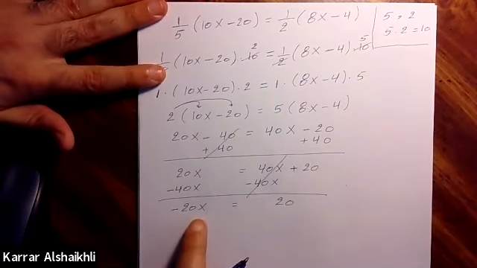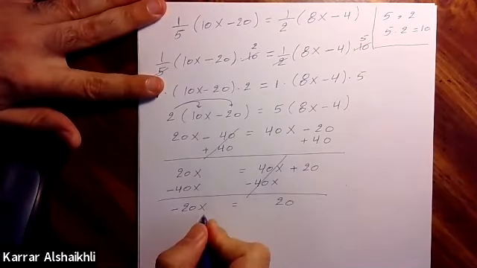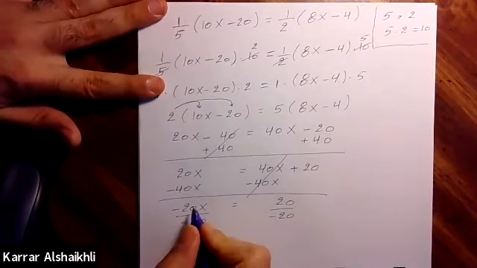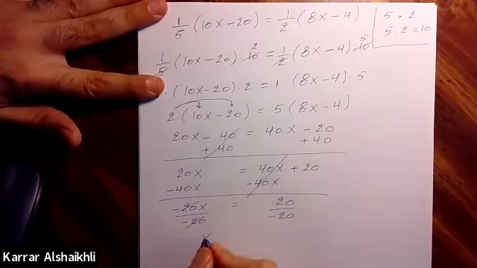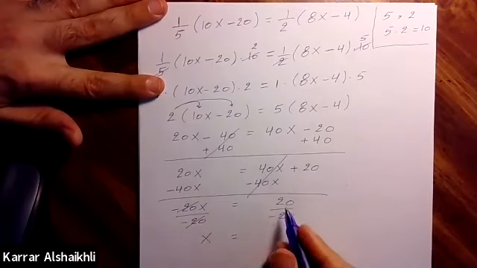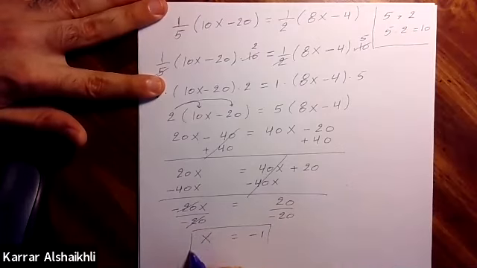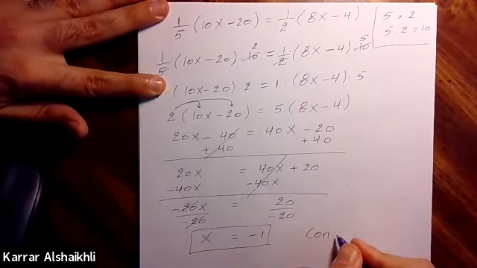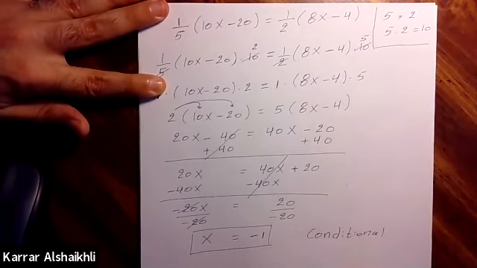Then I need to find the value of x. So I'm going to divide both sides by -20. Cancel these. The leftover is x equal 20 divided by -20 is going to be -1. X equal a number. That means this is conditional because we have only one solution. That's it for this example.